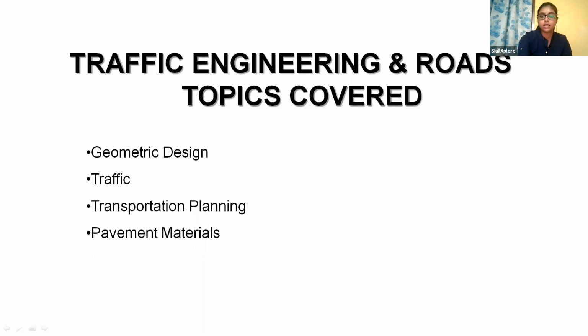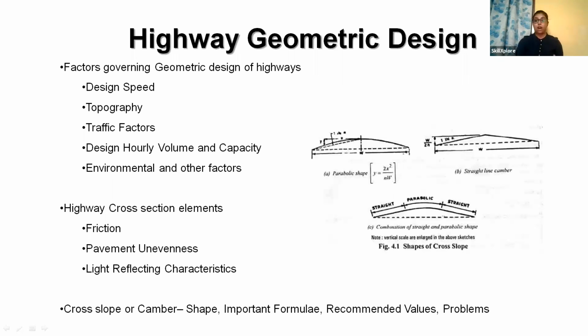So these are the things we cover under the major 4 heads of transportation engineering: geometric design, traffic, transportation planning, and pavement materials. So that's that. And we'll see what is covered under each head. The first major and vast topic is highway geometric design.